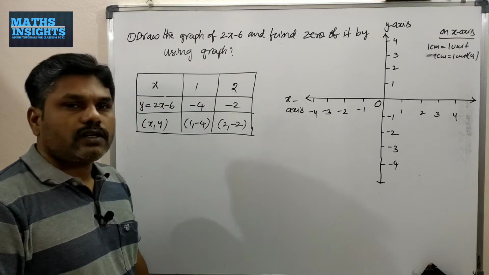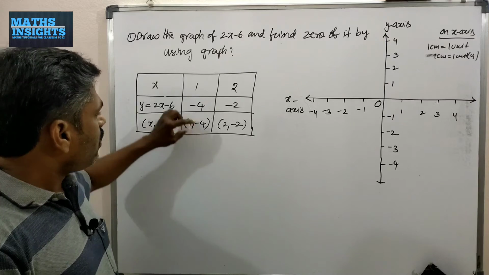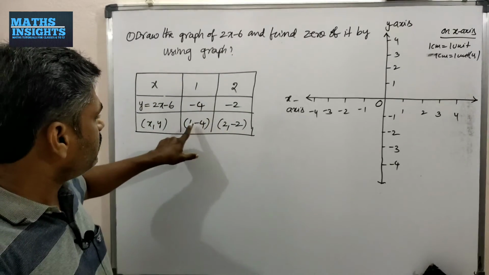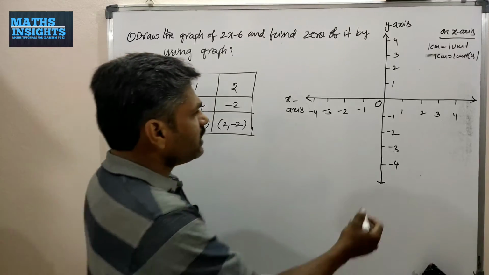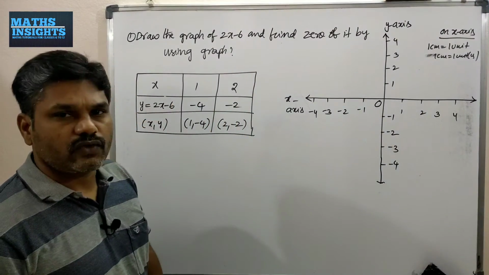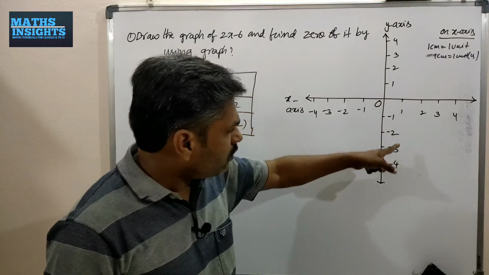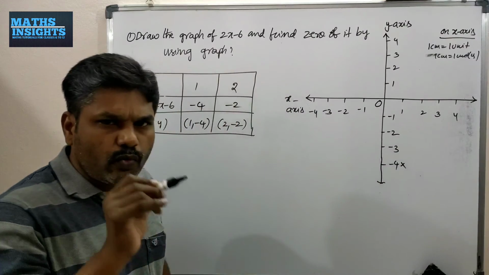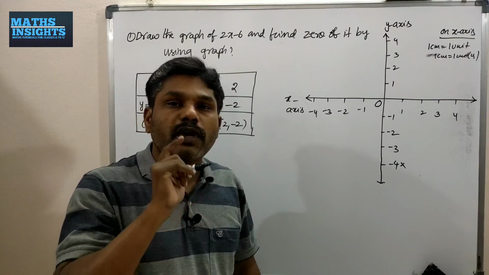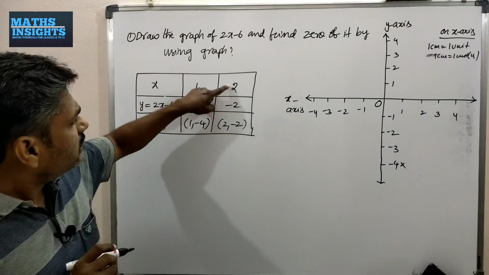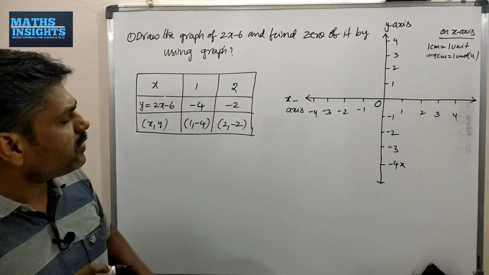Now after writing the scale, you have to take the first point, that is 1 comma minus 4. That means the x coordinate is 1 and y is minus 4. You have to come down from here, and you will find that point here. You have to mark it using your pencil. Don't use a pen again. And the second point is 2 comma minus 2.